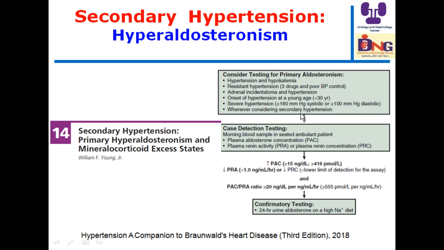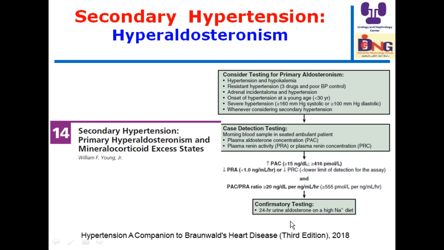Case detection testing: monitoring blood sample in seated ambulant patients, plasma aldosterone concentration and plasma renin activity. If plasma renin activity is suppressed, the plasma aldosterone concentration is high. This is the CLO, and the confirmatory test is 24-hour urinary aldosterone on a high sodium diet.